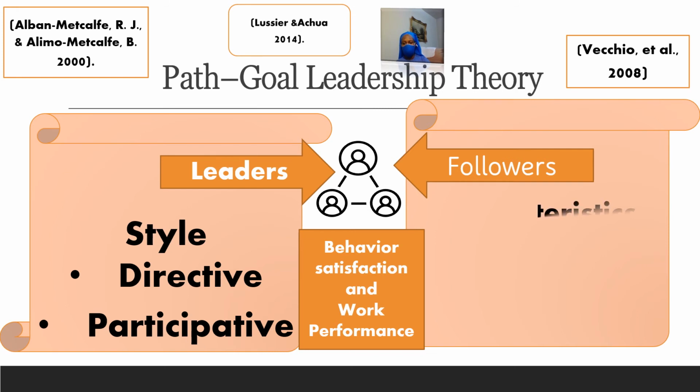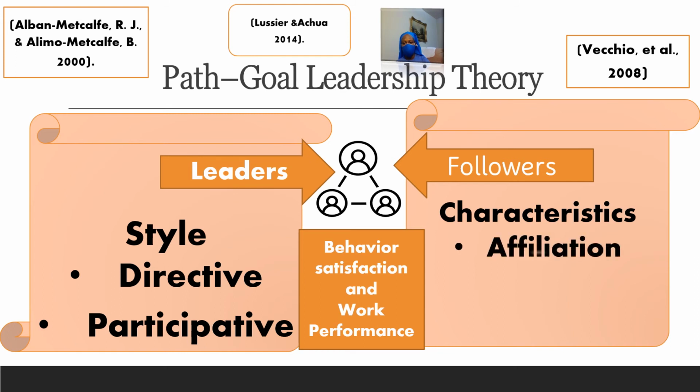And on the followers' side, they are usually affected by their characteristics or character, the affiliation that they have with the organization, the system or the structure, and the control. So sometimes when followers have a lot of control and they are being supported, there is behavior satisfaction and the work performance is high. And other times, if the leader sets goals that are never met by the followers, the behavior might change because there is poor performance. So it goes either way for both leaders and followers.